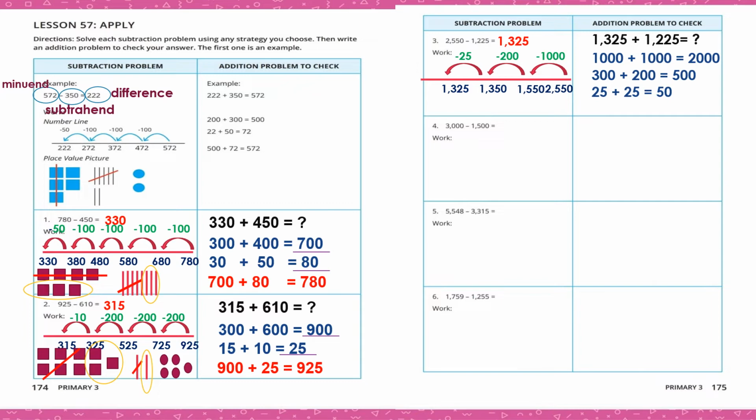Thousands with thousands equals 1000 plus 1000 equals 2000. Hundreds with hundreds, 300 plus 200 equals 500. 25 plus 25 equals 50. So make plus to all results. The answer will be 2550. So the difference is correct. You can complete the solving here alone and check your answers the same way.